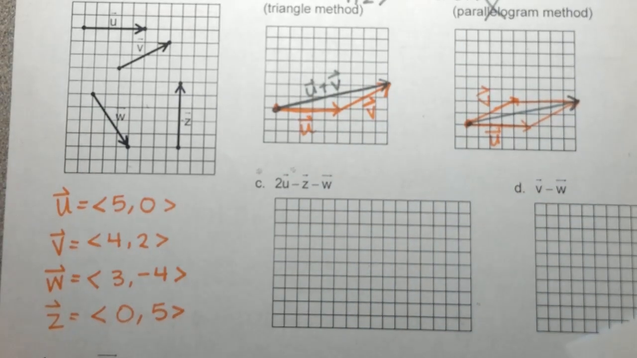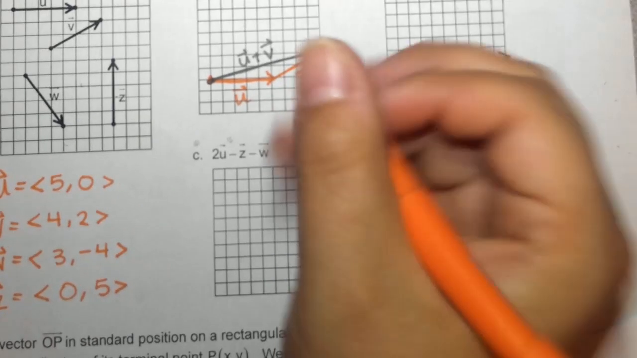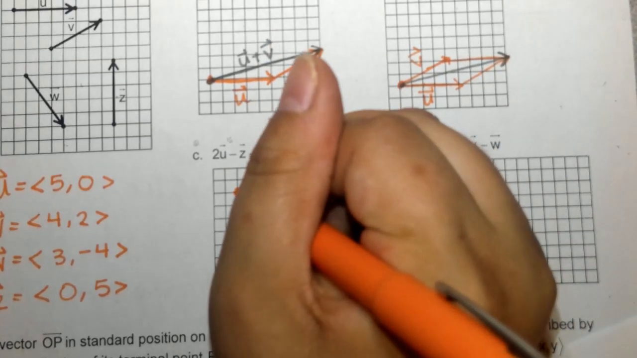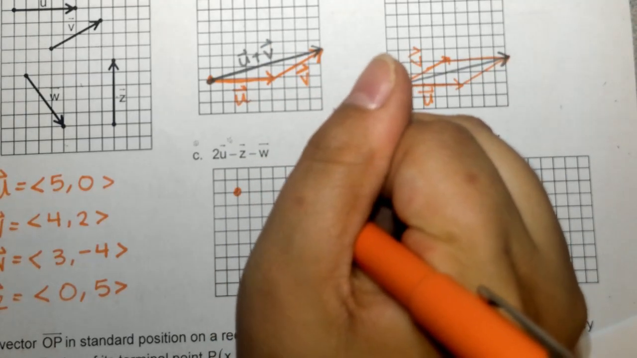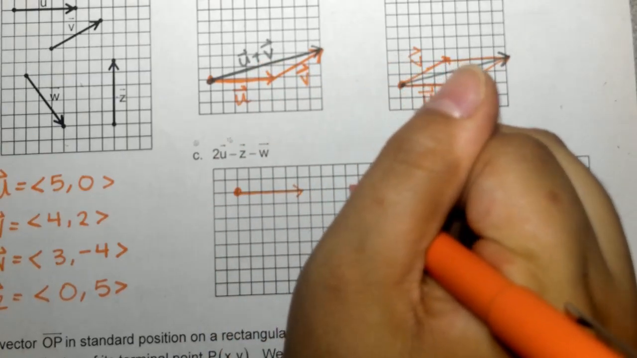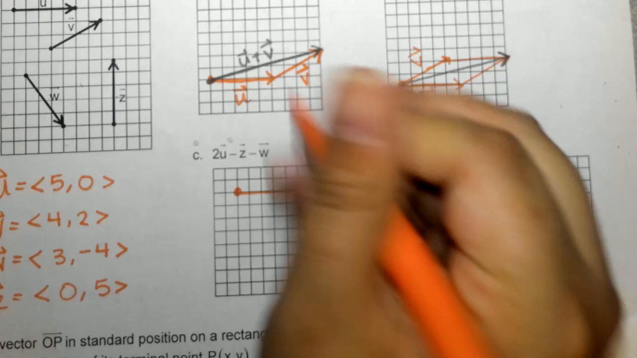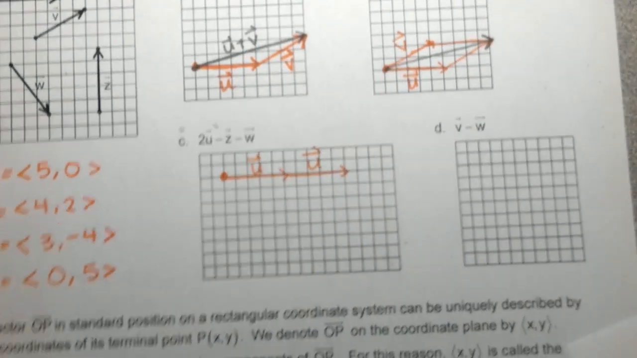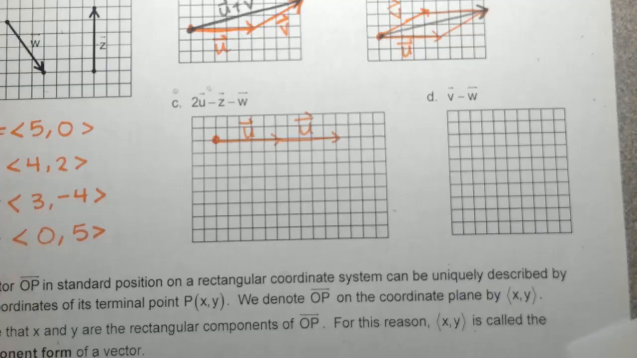Where should I start this at? I should start it at the left top area. So I'm going to start somewhere right here, and I'm going to do 2 vector u's. 1, 2, 3, 4, 5. 1, 2, 3, 4, 5. You need to label or I'll count points off.